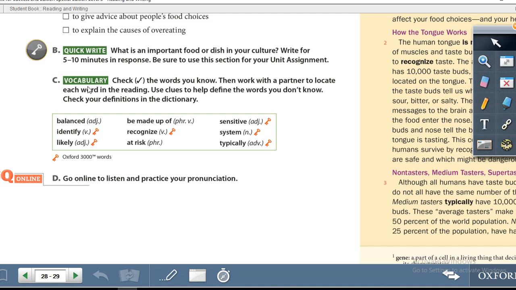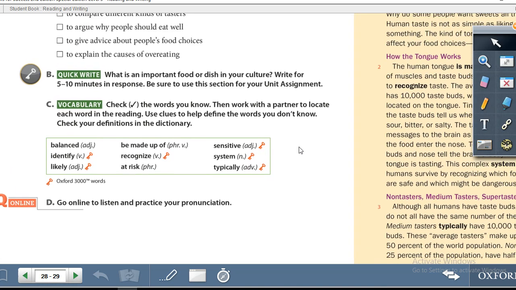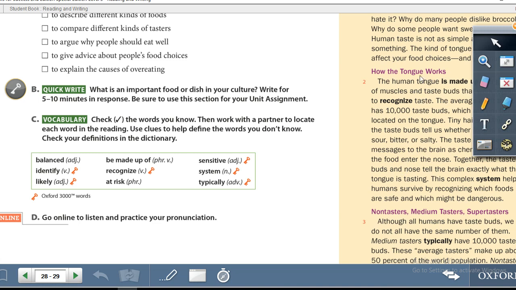So in this vocabulary, exercise C, I'm going to read the instructions one more time. It says check the words you know, then work with a partner to locate each word in the reading. Right, so basically all of these words are probably going to be found in the reading. As you can see, just by looking at this page, you can see the word recognize. It is a verb, right? So it says check the words you know, then work with a partner to locate each word in the reading. Obviously, you do not need to work with a partner. You can do this exercise by yourself.